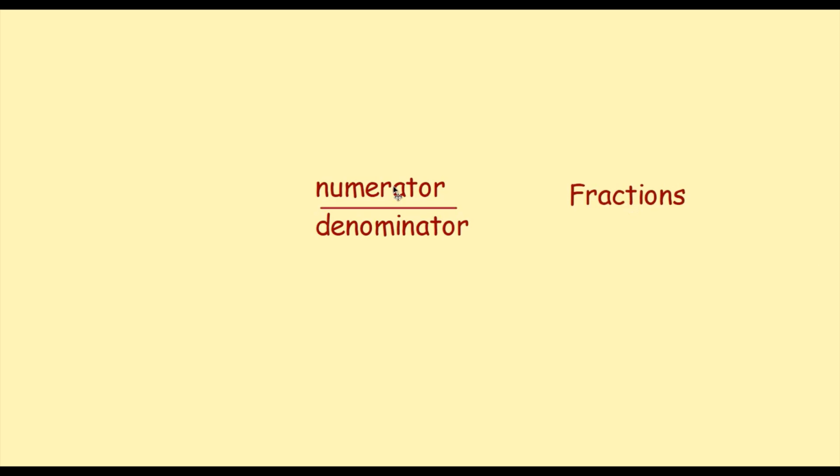Again, we learned another type of numbers, such as numerator divided by denominator. This type of numbers we can call fractions. Here the numerator will be either 0 or a positive number, and the denominator is always a positive integer. Such numbers we can call fractions.